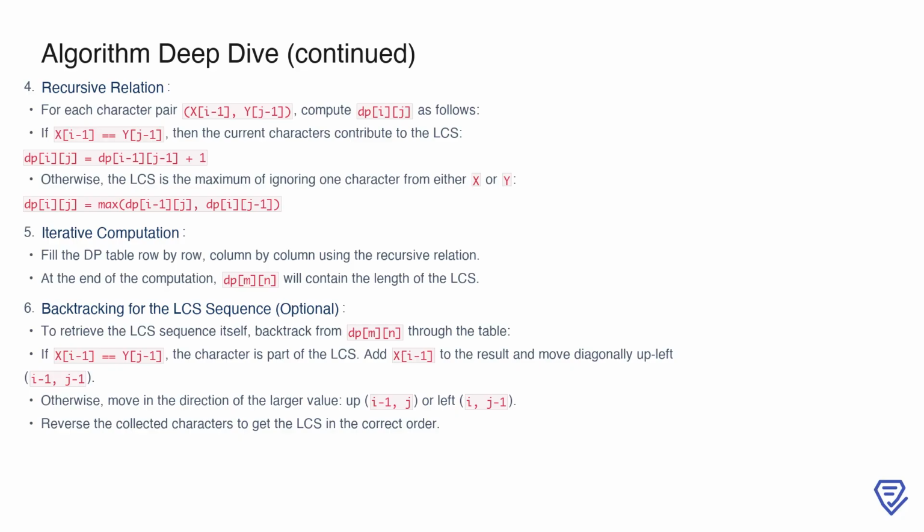With this recurrence, we iteratively compute the values for all cells in the table, row by row and column by column. By the time we reach dp[m][n], we have the length of the LCS.